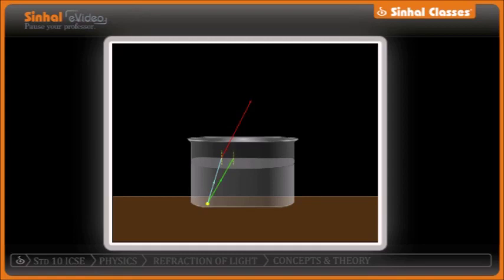I see that it still bends further. I go to ray 3. It still bends further, till I reach ray 4, where I see that this ray of light, after suffering refraction, is scraping through the surface. That means the angle of refraction is 90.